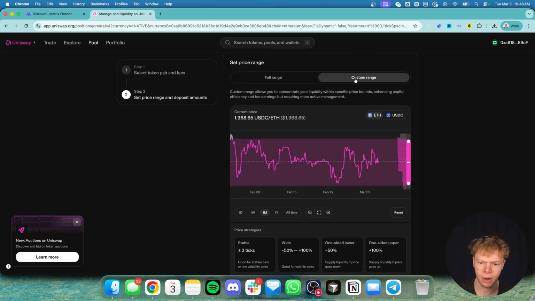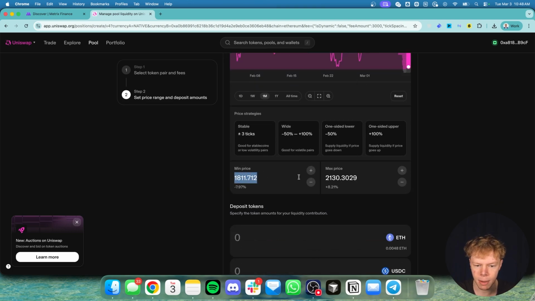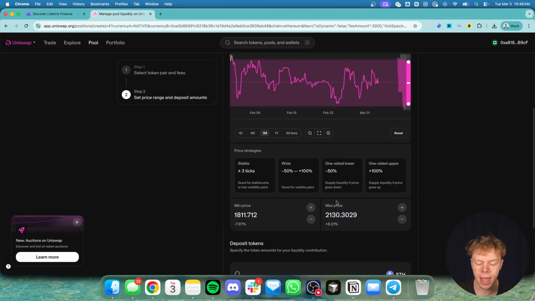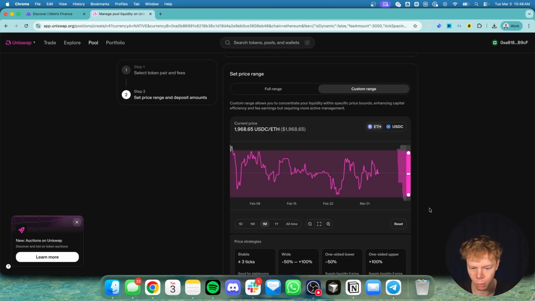So in this example, let's just go ahead and select custom range. You can see the min price defaults to 1811, max price defaults to 2130. That's saying that at the price of 1811 USDC per Ethereum, that's the bottom of our range. Max price would be at the price of 2130 USDC per Ethereum. Now, again, right now, that's equal to the dollar price because USDC is equal to $1, so those are kind of interchangeable.